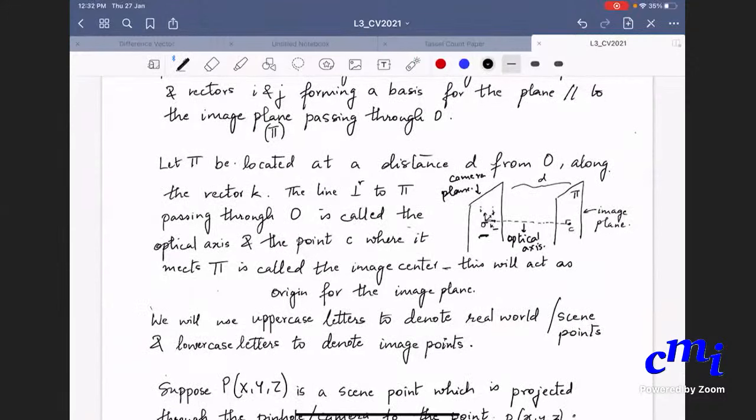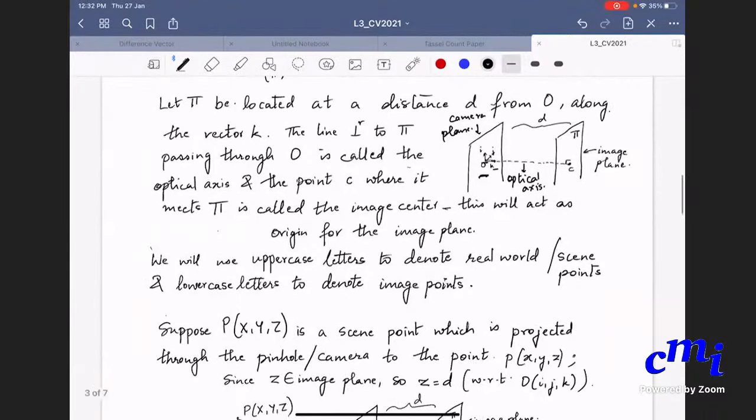So this is the setting between the camera plane and the image plane. And of course, there are real world points. We will always use uppercase letters to denote real world points and lowercase letters to denote the image points. That will be our notation. So suppose P(X, Y, Z) is a scene point, which means a real world point, which is projected through this camera to a point small p(x, y, z).